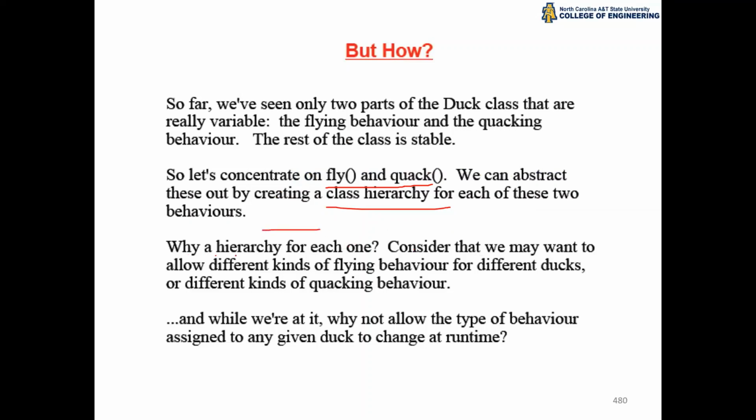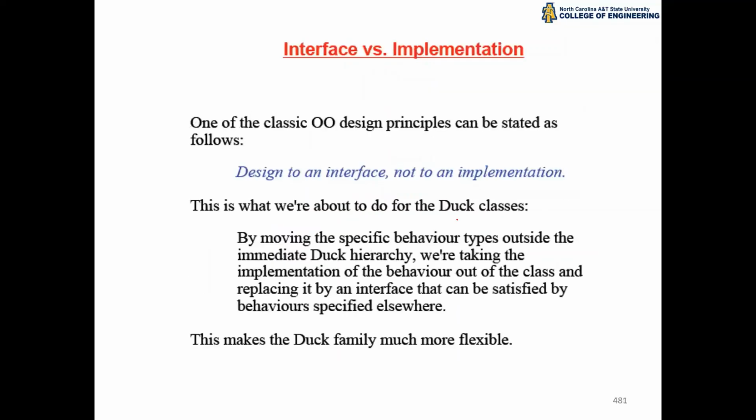Okay, why use the hierarchy? Because you may have different fly behavior, different quack behavior, so you need a hierarchy. So you take this part away from the main implementation and replace it by a class hierarchy. So it's a different fly behavior, different quack behavior, and something like that. So here you can see that's why the goal is to design to an interface, not to an implementation. So you're moving the specific behavior types, fly and quack behavior, away from the immediate duck hierarchy. So we are taking the implementation of the behavior out of the class and replacing it by the interface.